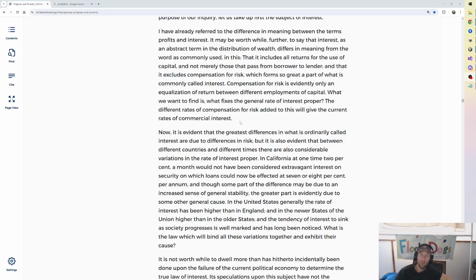I have already referred to the difference in meaning between the terms profits and interest. It may be worthwhile further to say that interest, as an abstract term in the distribution of wealth, differs in meaning from the word as commonly used in this, that it includes all returns for the use of capital and not merely those that pass from borrower to lender, and that it excludes compensation for risk, which forms so great a part of what is commonly called interest. Compensation for risk is evidently only an equalization of return between different employments of capital.